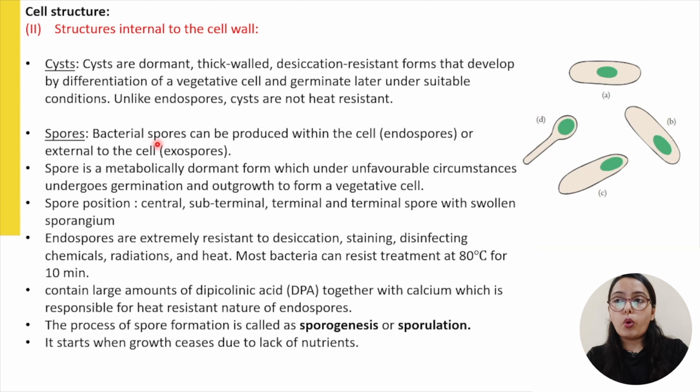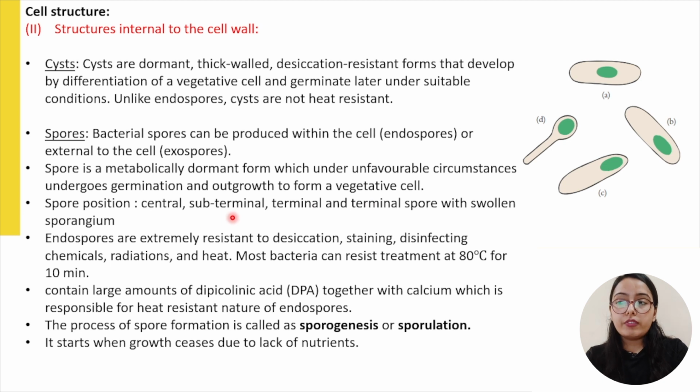Bacterial spores can be produced inside as well as outside the bacteria. Those spores which are produced inside the cell are called endospores, while those which are external to the cell are called exospores. These spores, just like cysts, are metabolically dormant, and they are formed under unfavorable conditions, and they undergo germination and outgrow to form a vegetative cell.